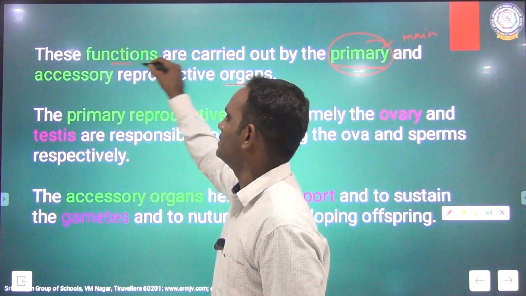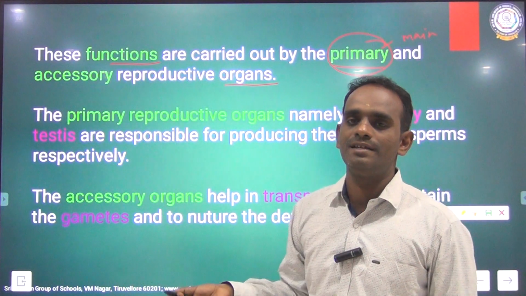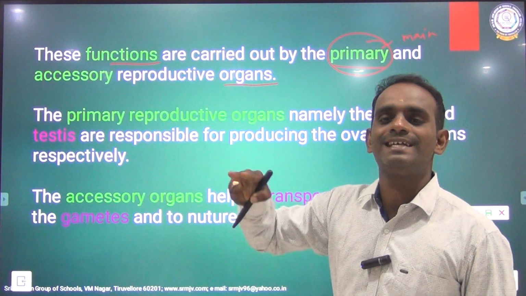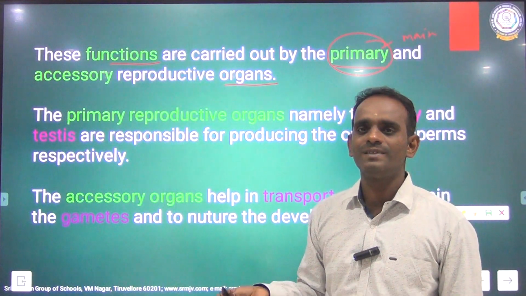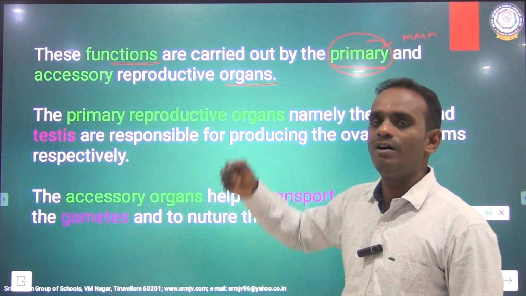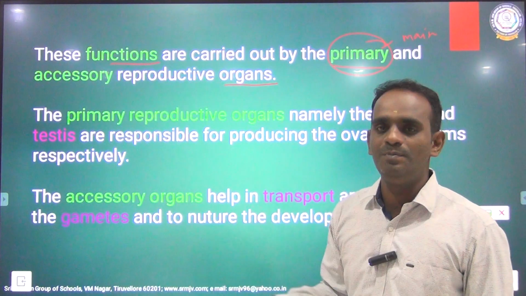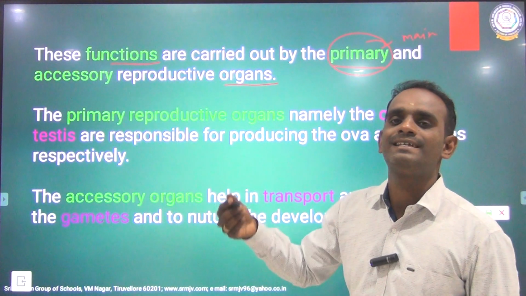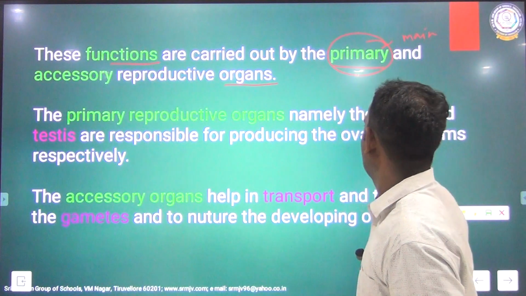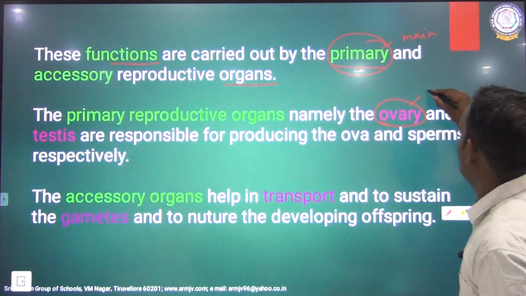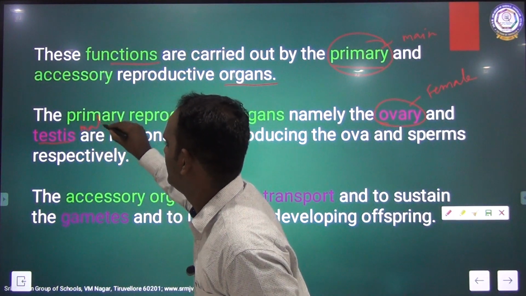So these are some of the events. Events are nothing but functions. All these functions are carried out by reproductive organs, both primary reproductive organs as well as accessory reproductive organs. Primary organs are main organs. Accessory organs mean secondary organs. Can you get my point? So all these reproductive functions are carried out by primary as well as accessory reproductive organs. Clear, children?